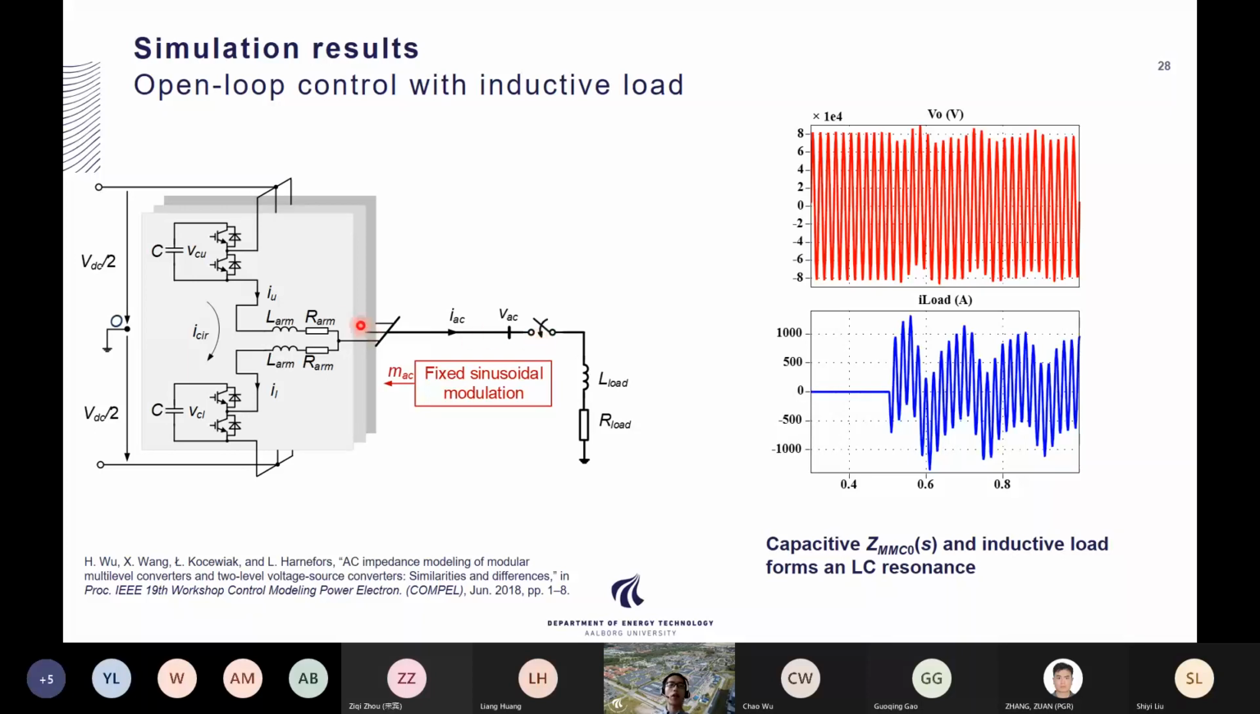But as I mentioned before, in fact, the MMC impedance has a capacitive behavior in the low frequency range. When you connect an inductive load, it will form a series LC resonance, and that is the case. You can see this low frequency oscillation in the simulation result, which is triggered by this LC resonance. But this oscillation can never be explained if you simply use a model of a two-level source converter. Then you just see two inductors connected in series. You may wonder why this oscillation appears.